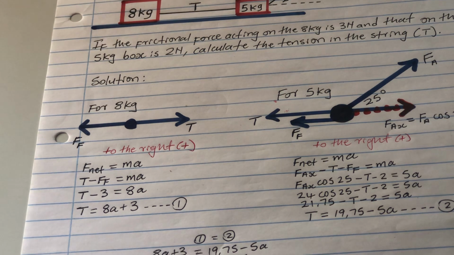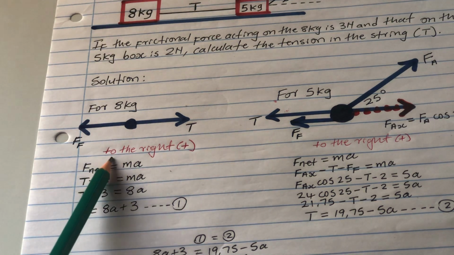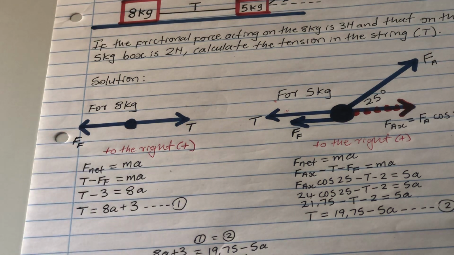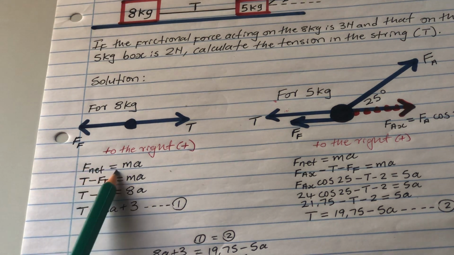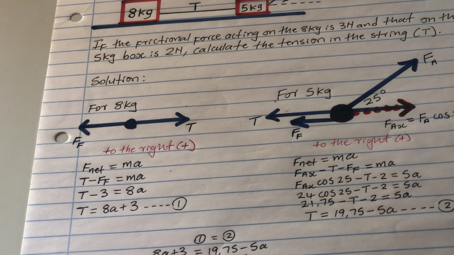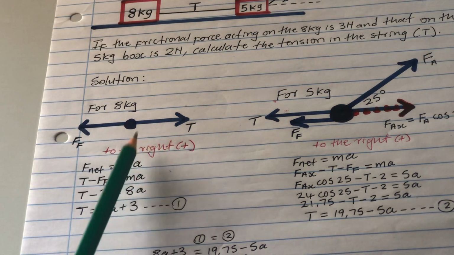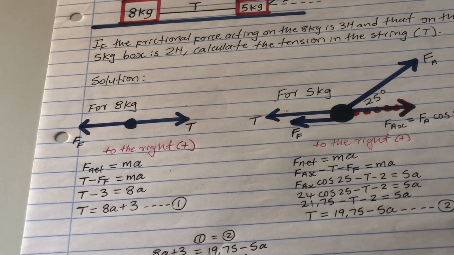The second thing that one must do is to choose the direction. I've done it here. I've said to the right is positive. A force which is pointing to the right is positive, and the one which is pointing to the left will be negative. After choosing the direction, I then write my F net equals ma. The F net here, we know that is the sum of the forces. Which forces? The horizontal forces. In this case, it is tension and frictional force.